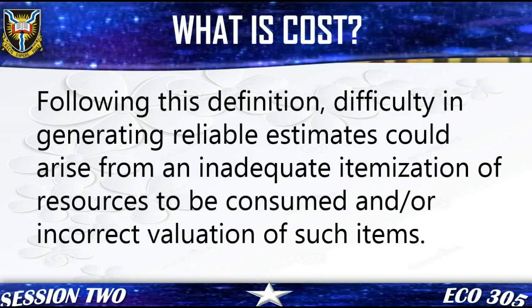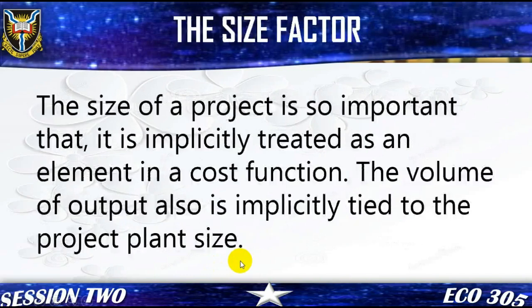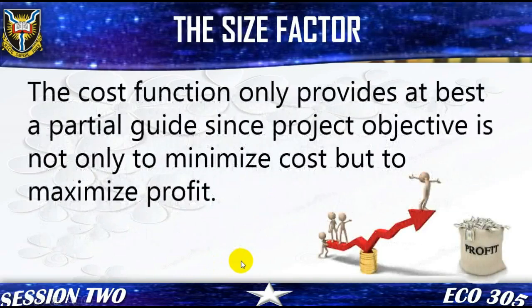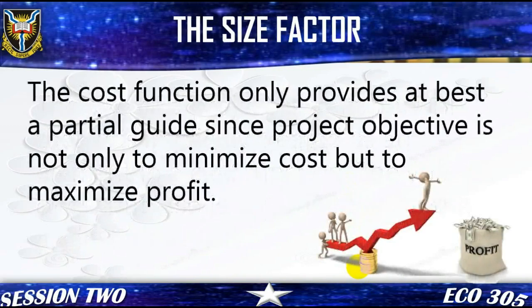The items to be included, however, are influenced both by the size and location of a project. They are both considered important in cost analysis. The size factor. The size of a project is so important that it is implicitly treated as an element in a cost function. The volume of output also is implicitly tied to the project plan size. Here, the cost function could be regarded as the nearest guide to the selection of project size.